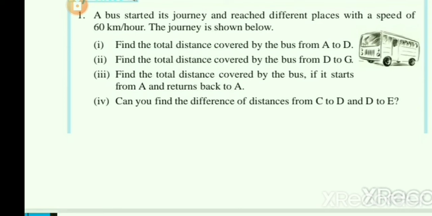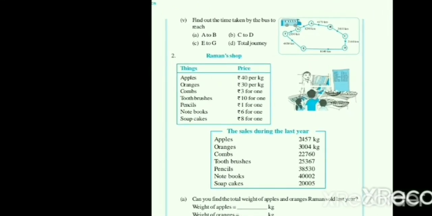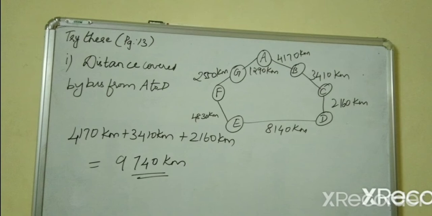Coming to try these, given on page number 13, a bus started its journey and reached different places with a speed of 60 km per hour. Various questions are given and a figure is also given. Using this figure, we will do the sum. The first one is to find the total distance covered by the bus from A to D. So we have to find the distance covered from A to D.